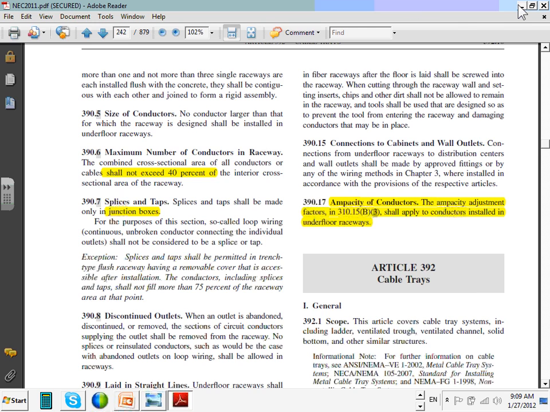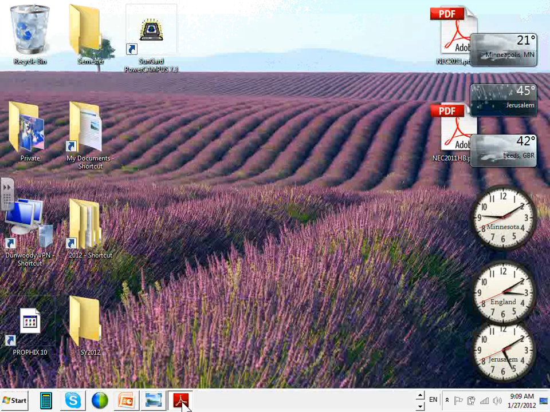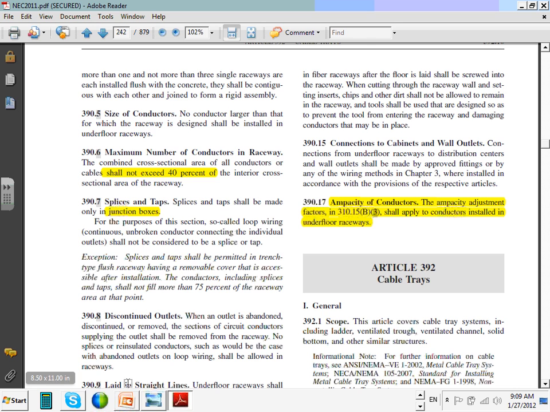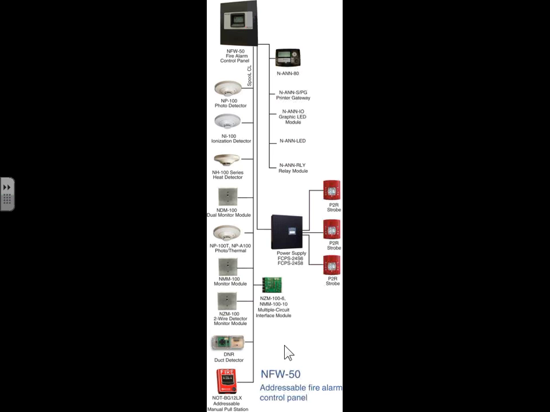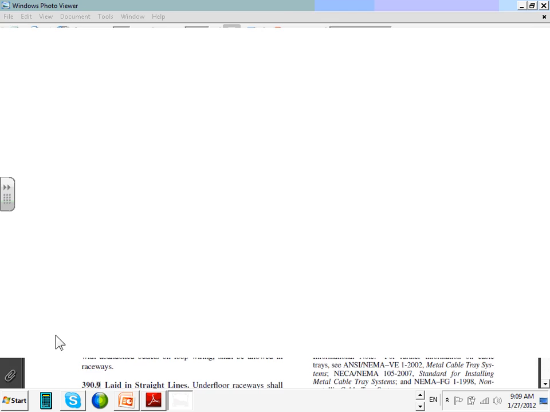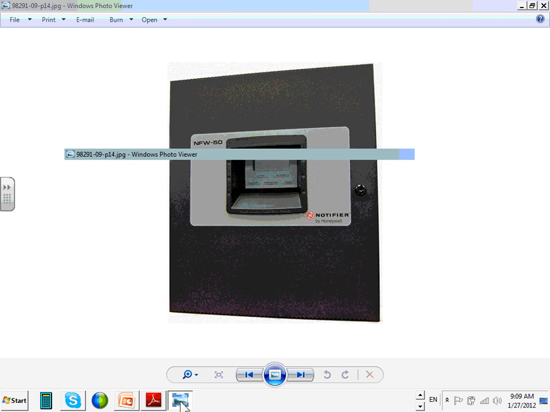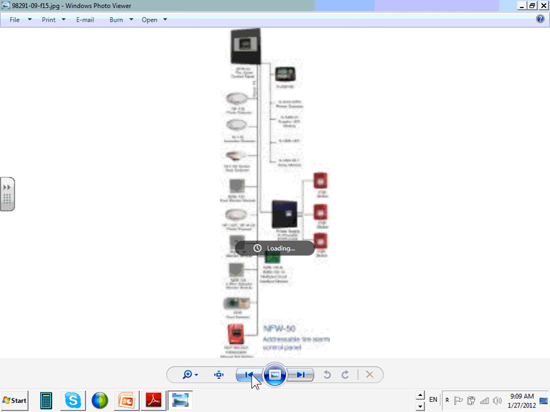Okay, so the last thing, guys, in this chapter was about the fire alarm system. Next week, I believe, next week we have week 7. Next week, guys, we're going to have a speaker on fire alarm and security.